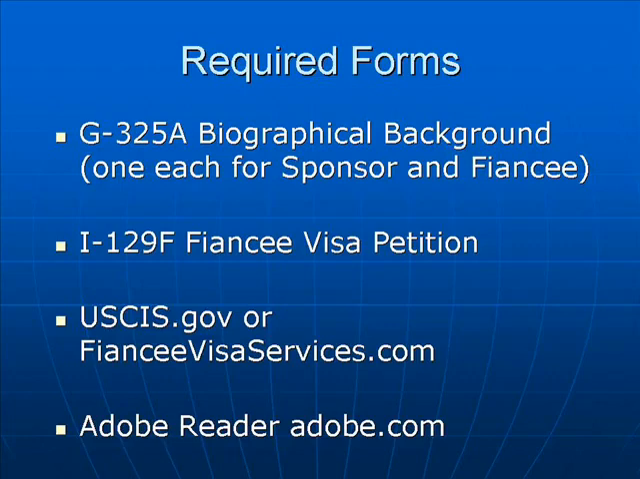The second form is the I-129F form, which actually is the name of the package you'll be submitting to get the fiancé visa. And this form basically again asks some of the same questions about a fiancé, sponsor, their background, and some questions about how you met and what your situations are.